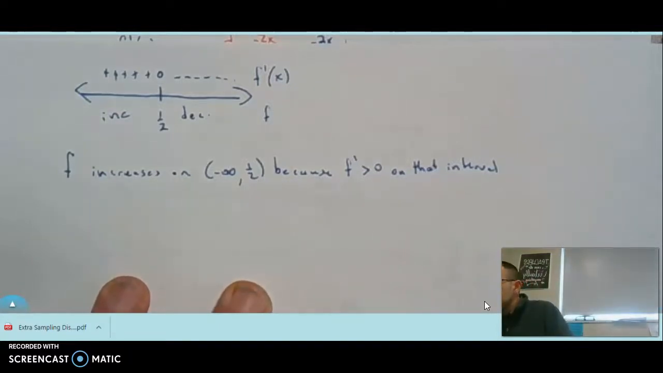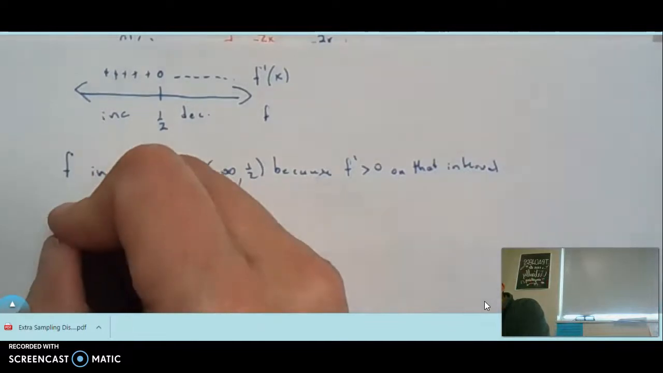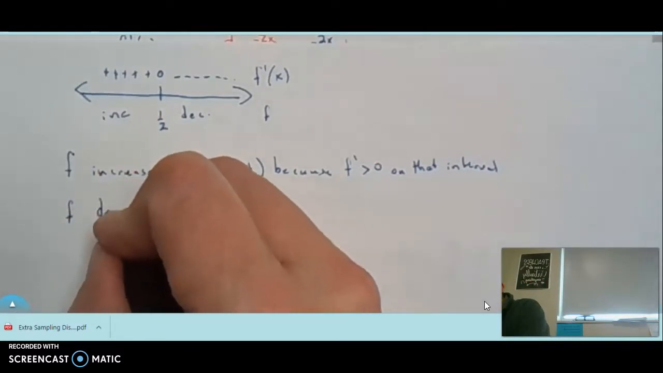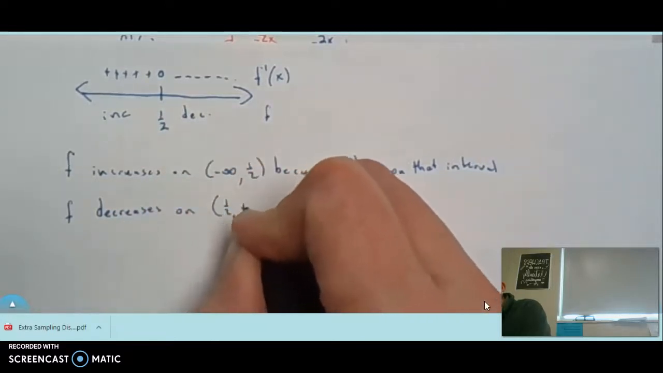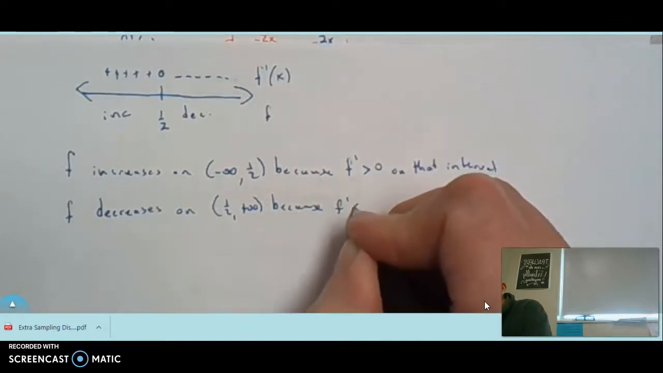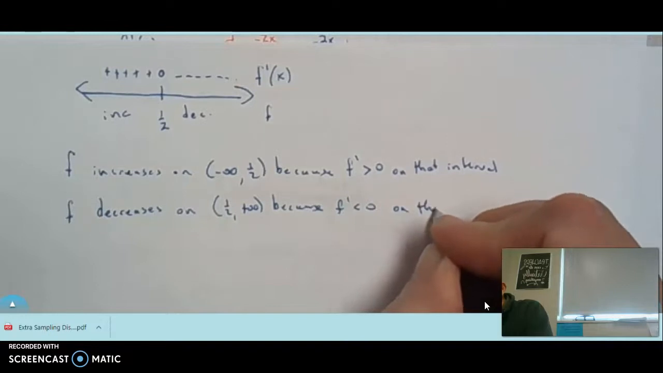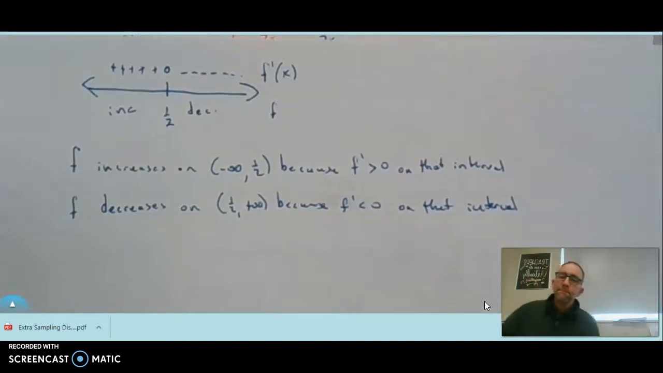Then we can say that the derivative of the function is negative on the interval from 1/2 to positive infinity. So f decreases on the interval from 1/2 to positive infinity because the derivative is negative on that interval. So that would be our answer to part A. Part A asked when is the function increasing and when is the function decreasing, and we use the derivative to find that.